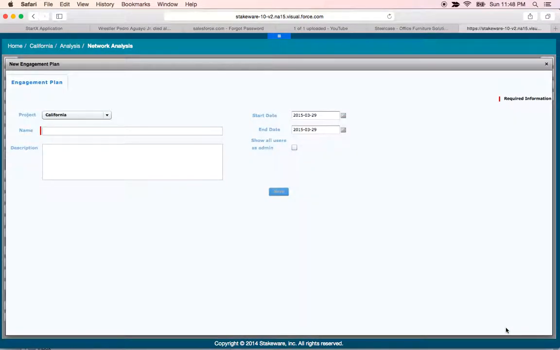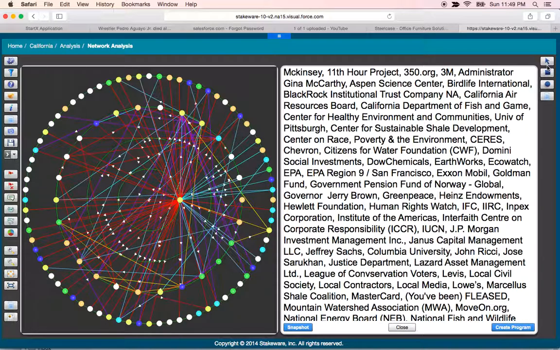Once we have this, we can immediately create an engagement program and follow up on any additional needs that arise from the process of responding to this emergency, and whatever comes after that, in order to satisfy the stakeholder demands. This is just a brief demonstration of how our software works.